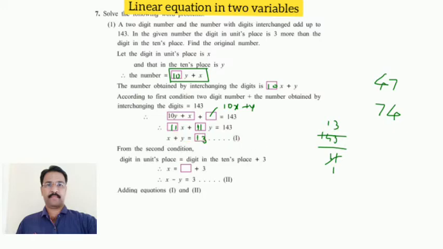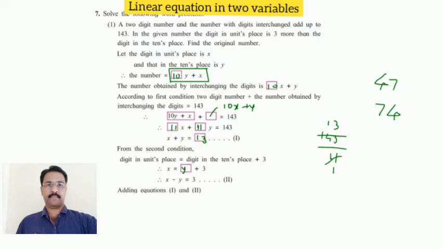Now see the second condition given to us. The digit in the units place, which is x, is 3 more than the digit in the tens place. What is the digit in the tens place? It is y. So x equals y plus 3. By simplification, y comes to this side as minus y. So this is our second equation. That means x plus y equals 13 and x minus y equals 3.